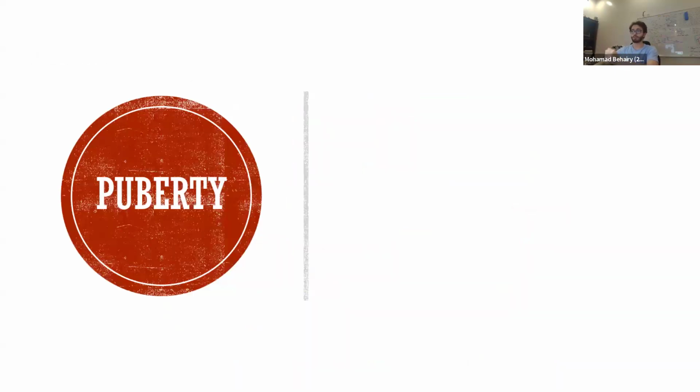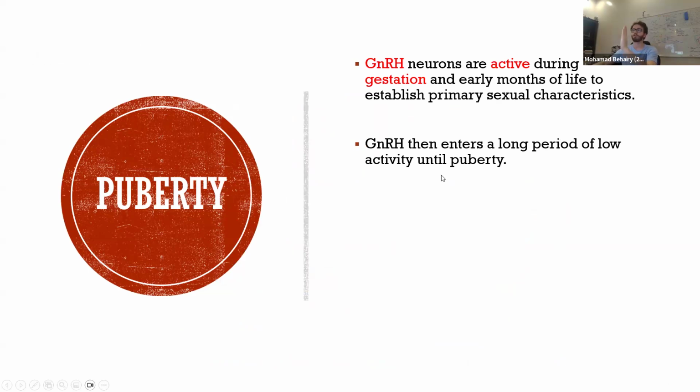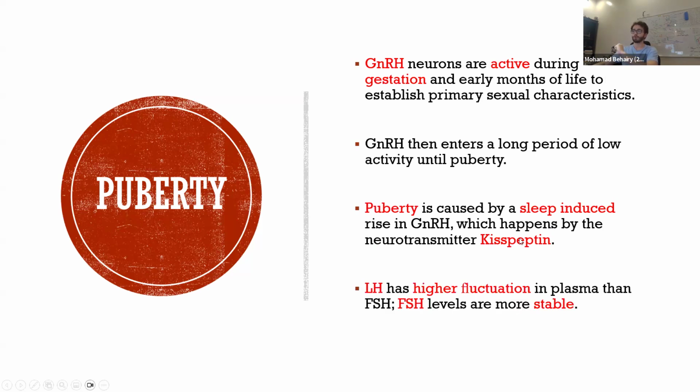But what I want you to know from this is that GnRH neurons are active during gestation. But why? To establish the primary sexual characteristics. And then they're going to enter a long period of low activity. No LH, no FSH, no GnRH until puberty, which is sleep-induced, happens overnight. It happens due to the neurotransmitter kisspeptin. Remember this. As we said, LH has higher fluctuation in plasma than FSH. FSH levels are more stable, essentially.